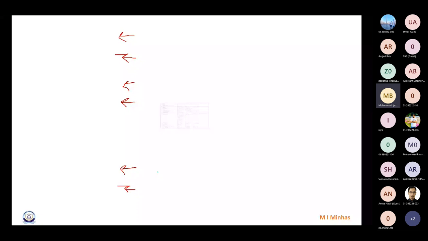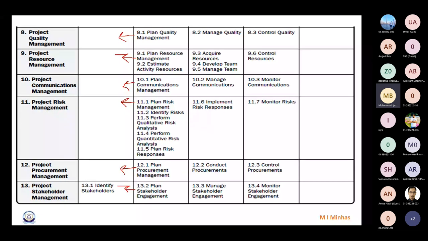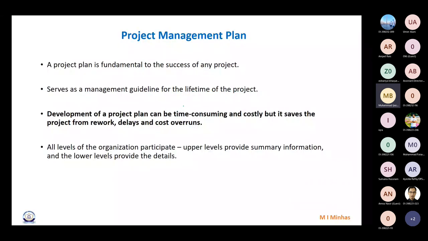Right. At the end of the day, we get one thing, and that is the project management plan. This plan is very important. However, preparing this plan requires a lot of time and effort. But trust me, if you spend that time and effort, you are going to get very good results. You are going to avoid so many delays and reworks and poor work. And as a matter of fact, if you spend 20 extra days in planning, it will save you from the delays of months that would occur if you didn't plan.